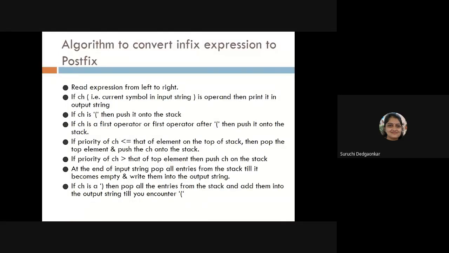But in some books, this logic is popped. Okay, so we will go with the Furuzen logic. If priority of ch is greater than that of top element, then push the ch on the stack. At the end of the input string, pop all the entries from the stack till it becomes empty and write them into the output string. If ch is closing bracket, then pop all the entries from the stack and add them into the output string until you encounter opening bracket.